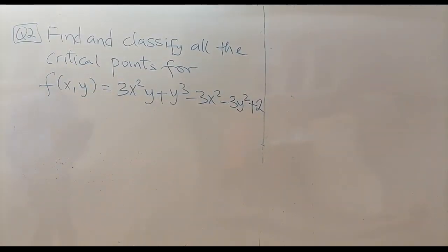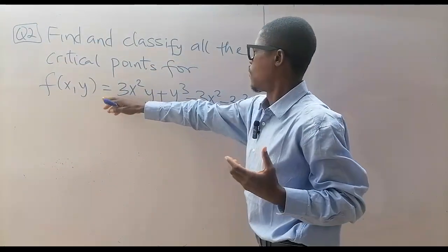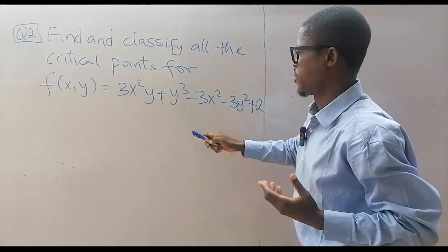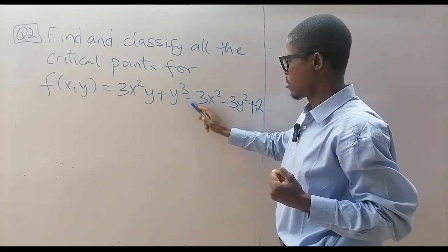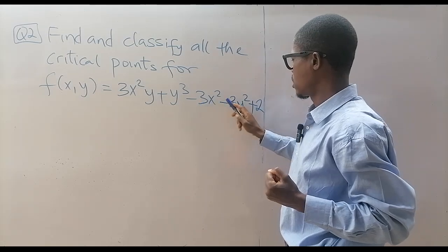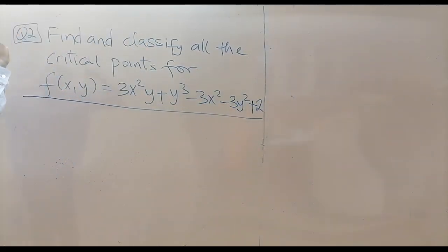Second question: find and classify all the critical points for f as a function of x, y: 3x squared y plus y cubed minus 3x squared minus 3y squared plus 2. So the first thing we do is to find the critical points.